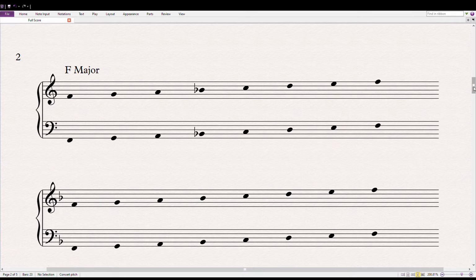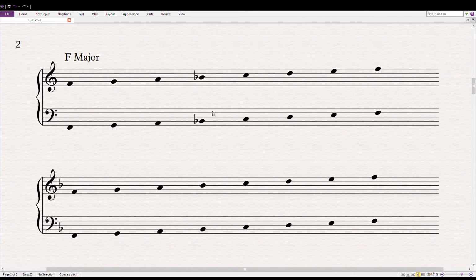Let's look at this key. This is F major. And F major has one flat. It has B flat. The scale sounds like this. F, G, A, B flat, C, D, E, F, right?